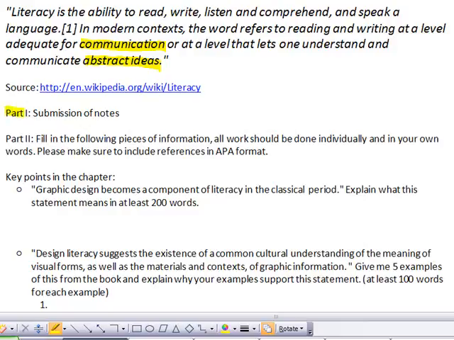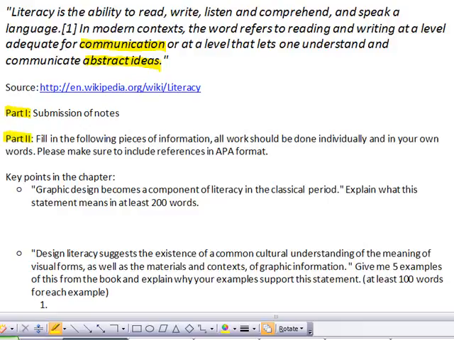So the first part of your assignment, again, I want you to submit your notes to me. I want you to keep detailed notes of the chapters. You can do this in whatever format you would like. If you are using a Mac computer, you may have to save it as a PDF file so that I can view it.